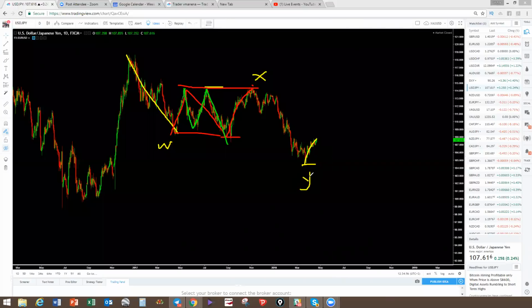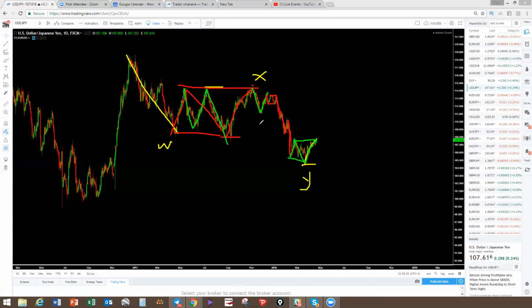Okay, but we need to be careful here because this Y may not be complete. I'm going to show you why just now. Because we are looking at this as a move down, a pullback, and let's check this one here internally. So 1, 2, 3. So if we do this one in the green degree, this can still be an expanding flat.